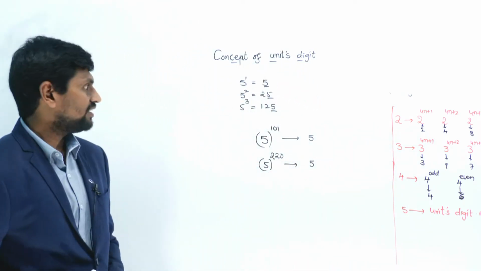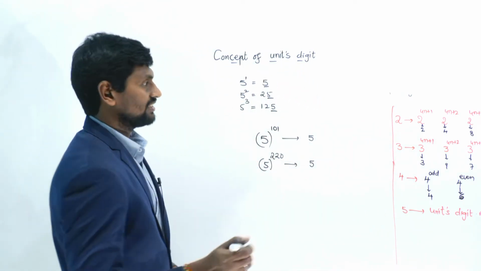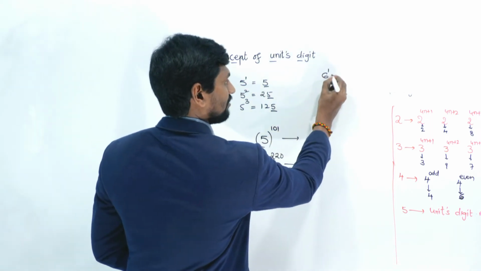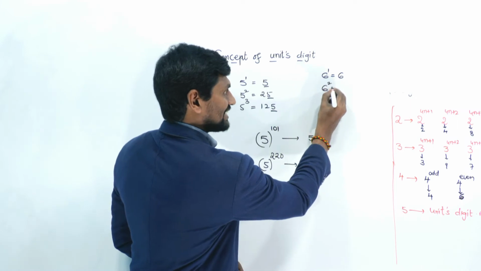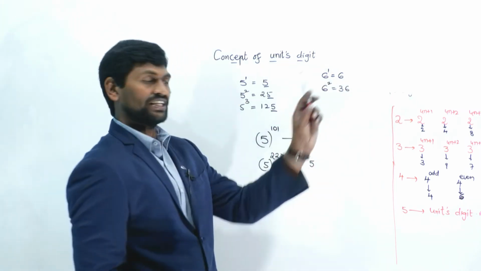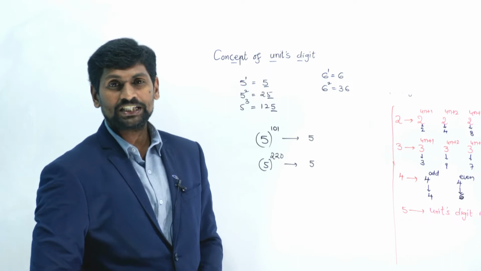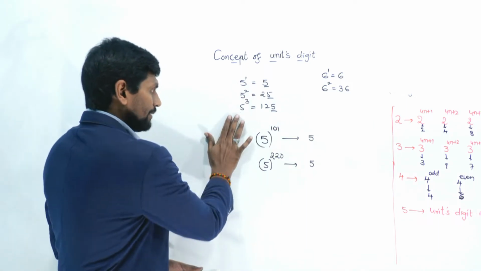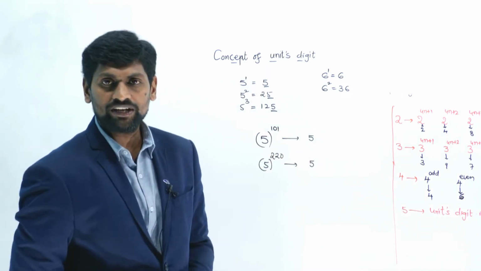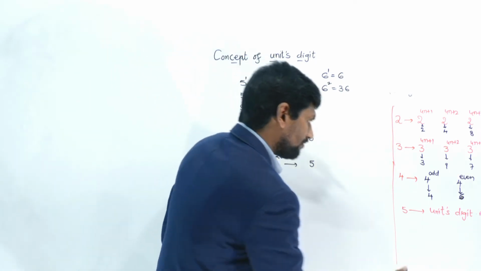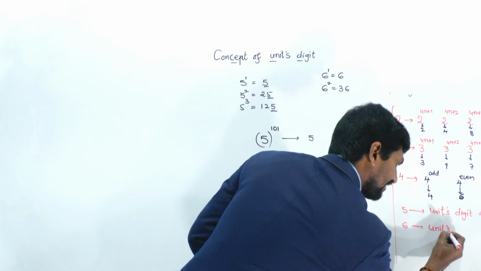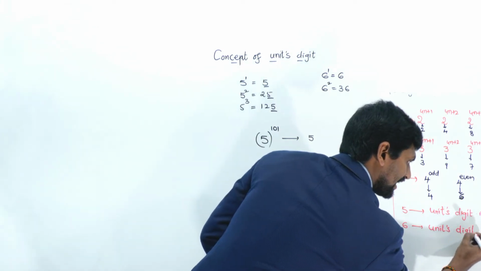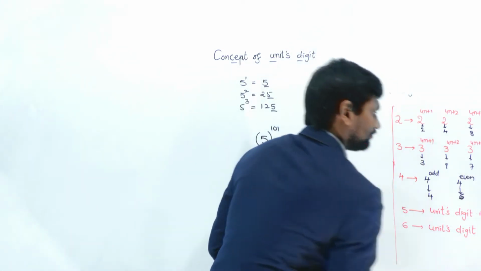Okay. Let us check for 6. 6 power 1 is 6 itself. 6 square, 6 sixes are 36. See, here also it is repeating. So 6 power anything ends with the digit 6, like 5 power anything ends with the digit 5, no? Same way, 6 power any number, whether it is even or odd, ends with the digit 6 itself.